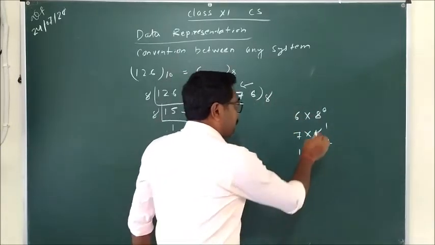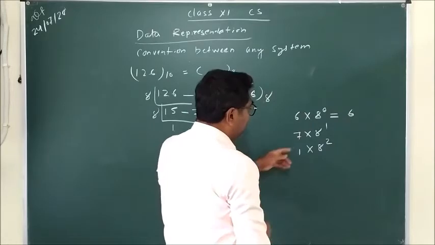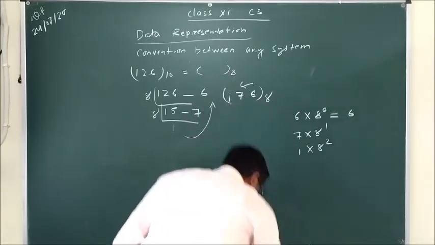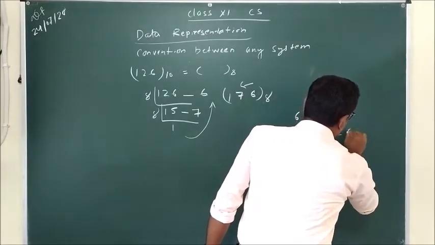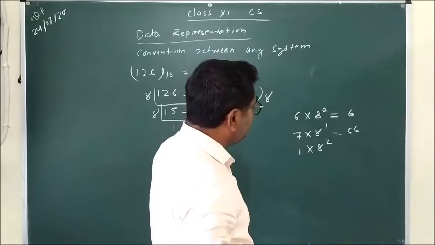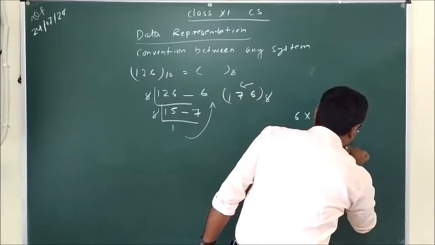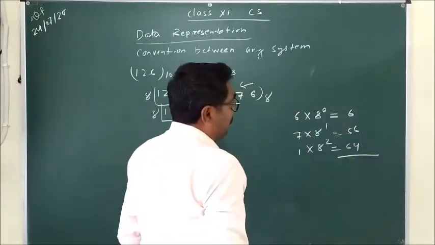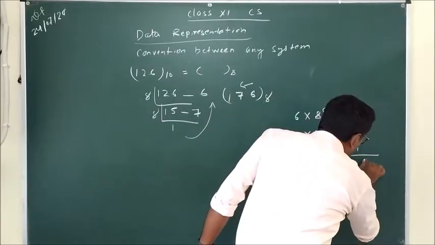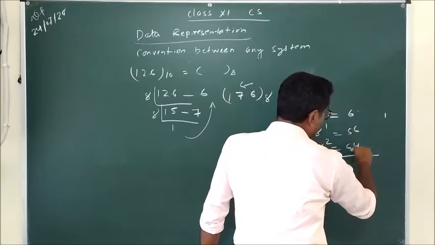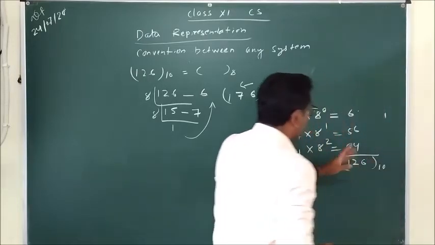So 8 to the power 0 is equal to 1, since anything to the power 0 is equal to 1. 1 into 6 is equal to 6. 8 to the power 1 is equal to 8. 8 into 7 is equal to 56. And 8 to the power 2 is equal to 64. 64 into 1 is equal to 64. Now 6 plus 56 is 62, plus 64 is 126. 126 is the result with base 10.